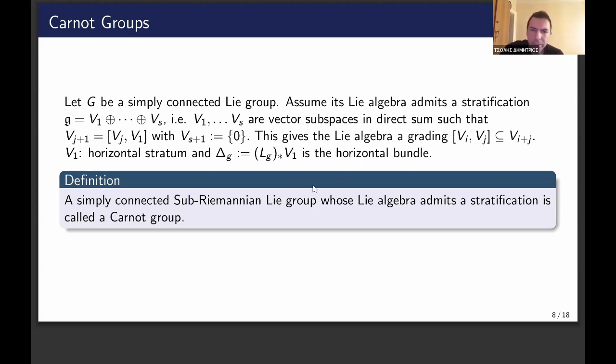And this gives a grading. We call V_1 the horizontal stratum. Essentially, a Carnot group is just a group with this kind of grading and stratification.